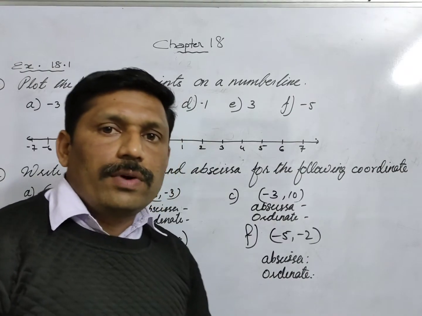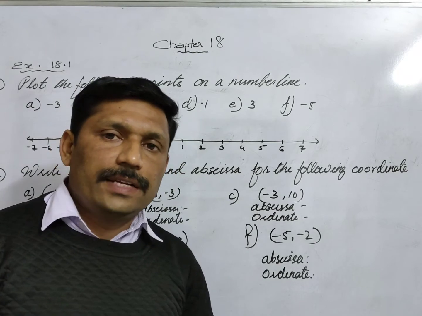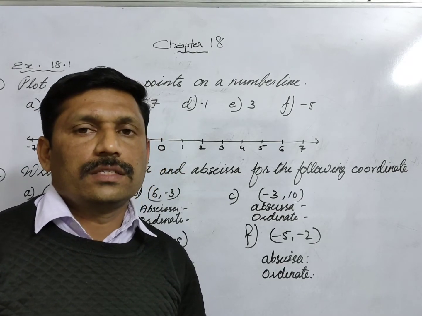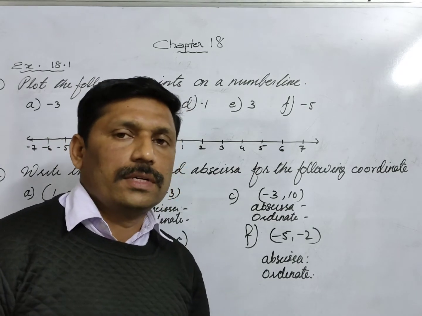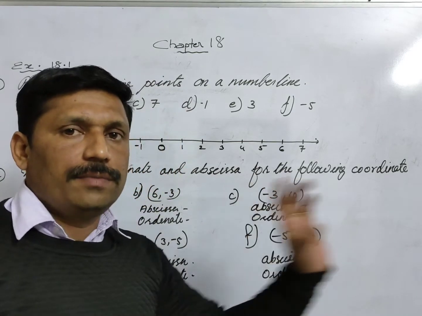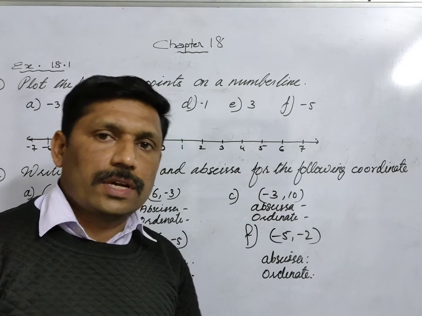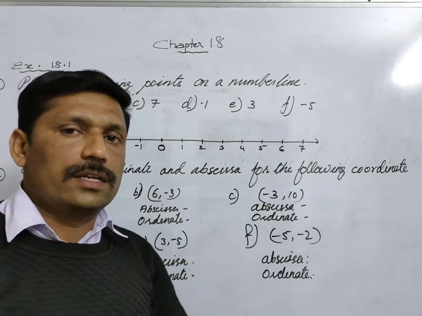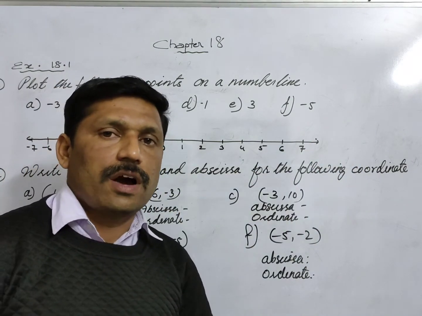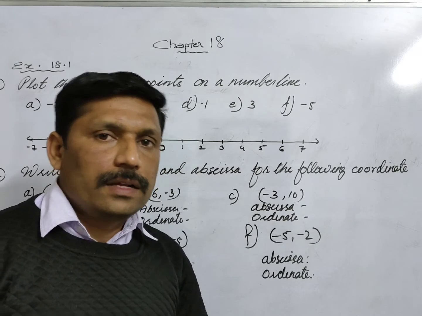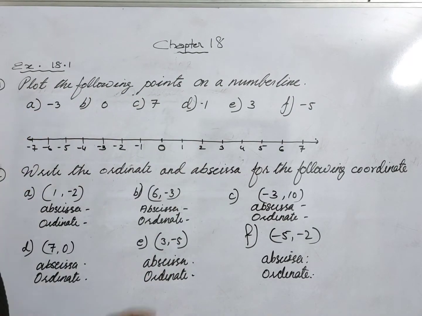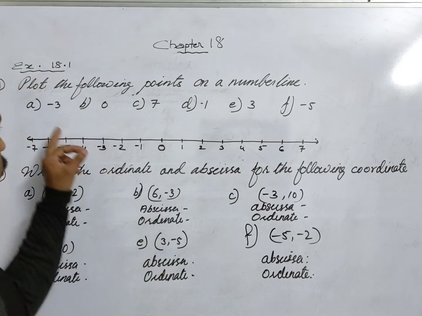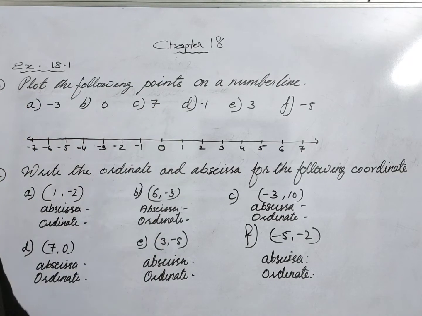Okay, students, now we are going to solve exercise 18.1. Students, this 18.1 first question you have to do in your graph book. In line side you have to write the question, and just against that on graph page you have to draw this graph. The question is: plot the following points on a number line. On a number line you have to locate these points.